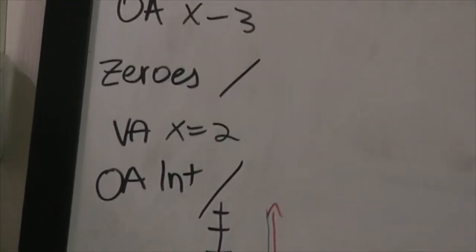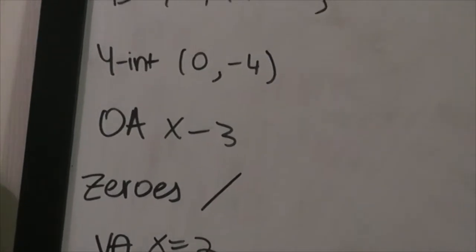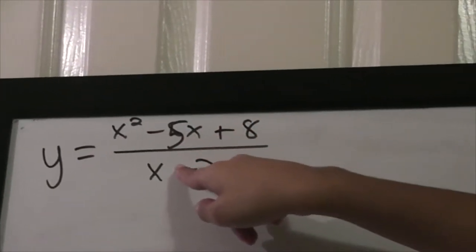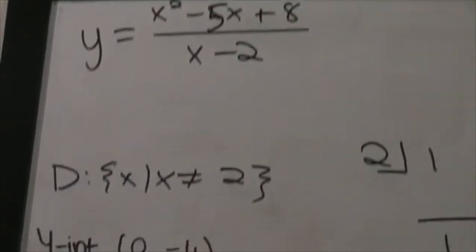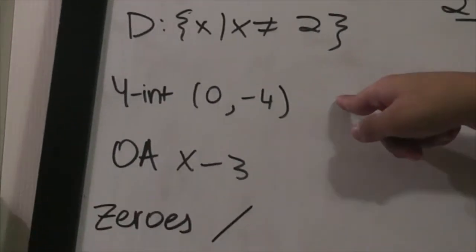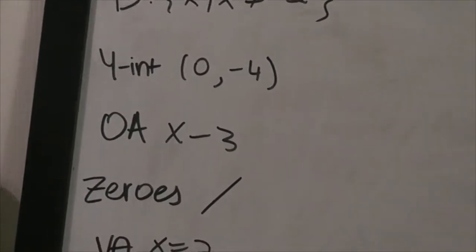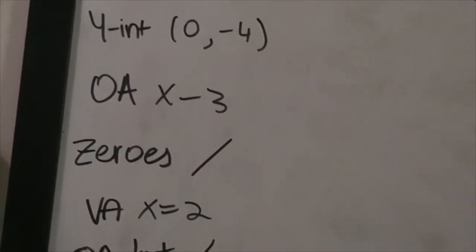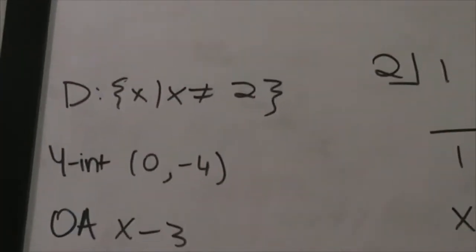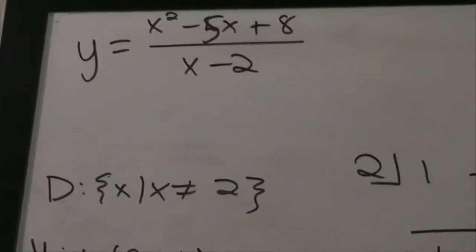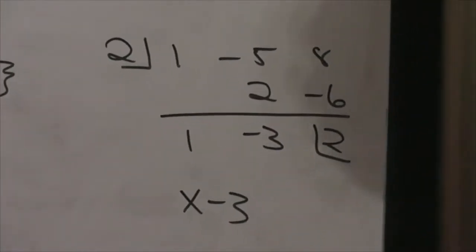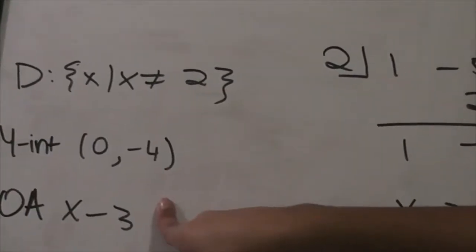Next, let's look at the y-intercept. When you substitute 0 for x in the equation, you're left with 8 over -2, which simplifies to -4. So that means that our y-intercept is going to occur at (0, -4). Next, let's look at the oblique asymptote, which is found by dividing the top by the bottom. When we divide synthetically, we find that the oblique asymptote occurs at y equals x minus 3.